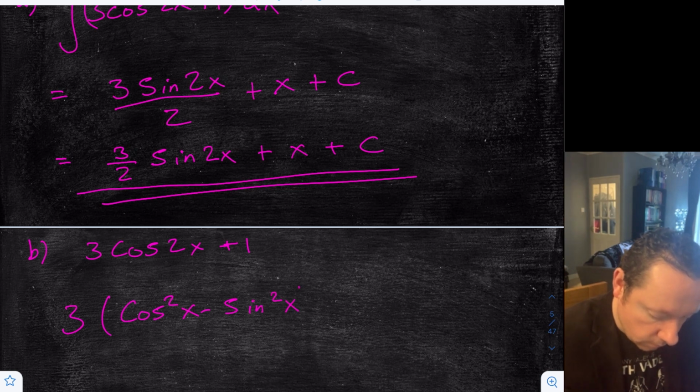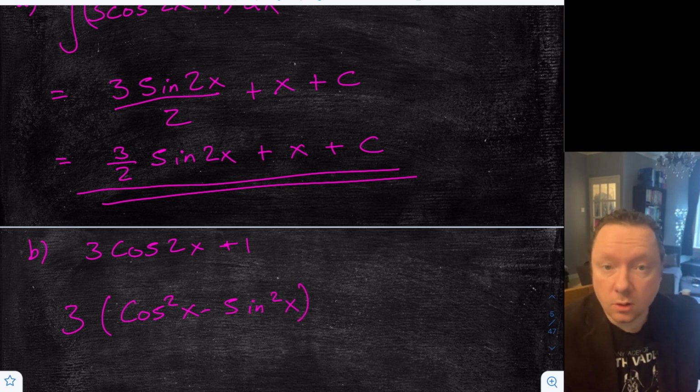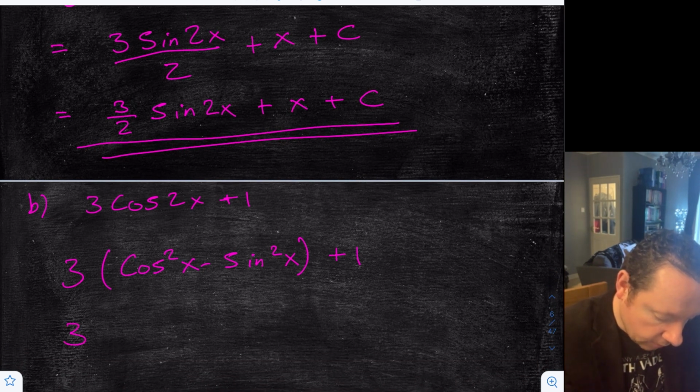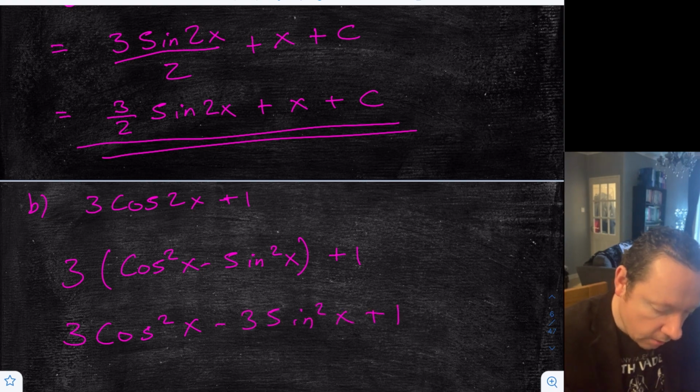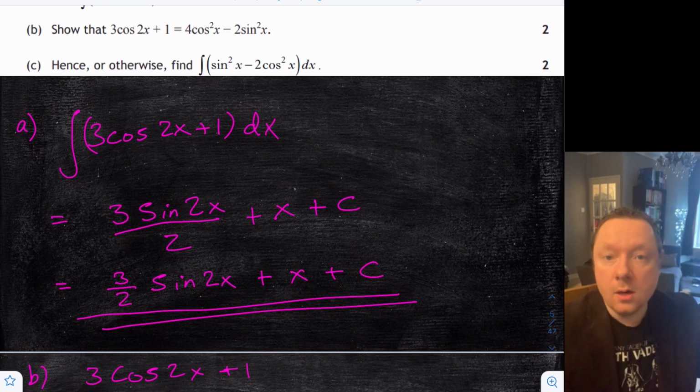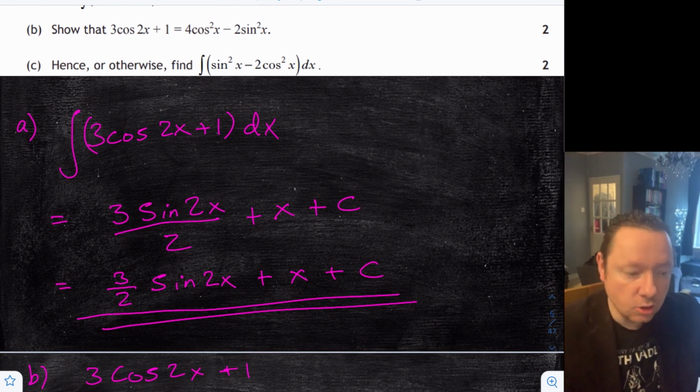And that's still plus 1. So that's 3 cos squared x minus 3 sine squared x plus 1. Let's see what we're trying to make it look like. Well, there's no actual 1 in the question, so we're going to change 1 in a funny way, because 1 is sine squared x plus cos squared x.